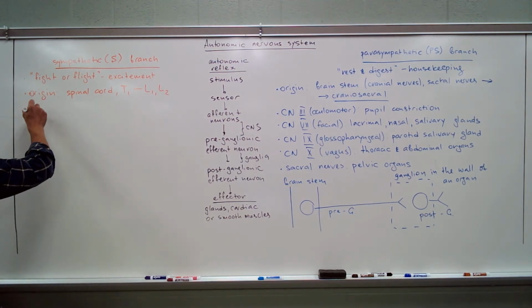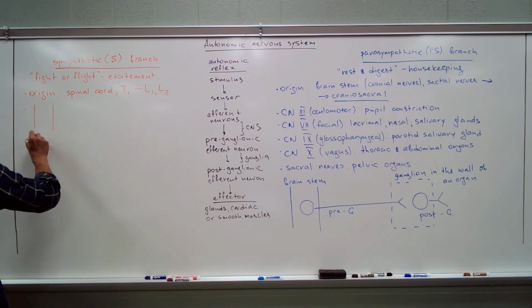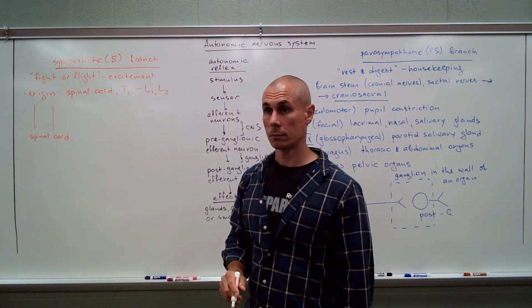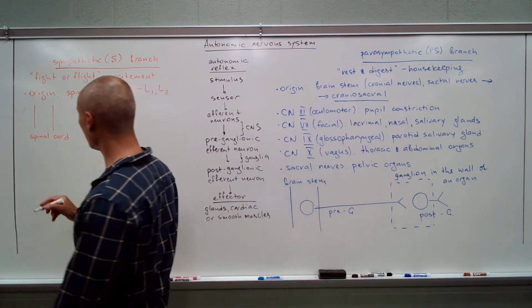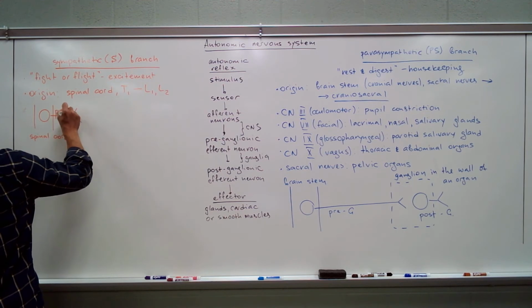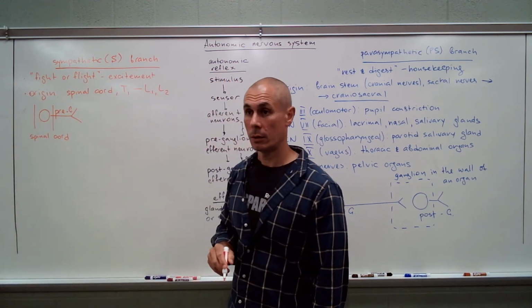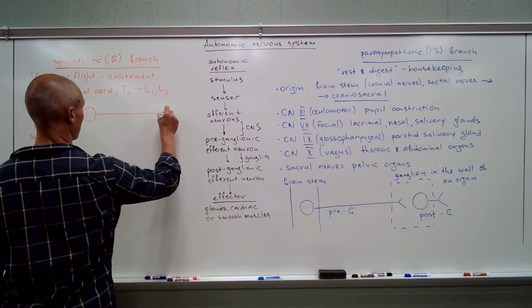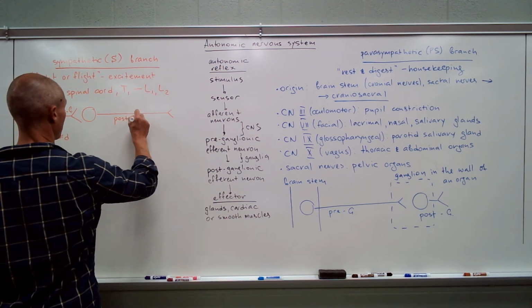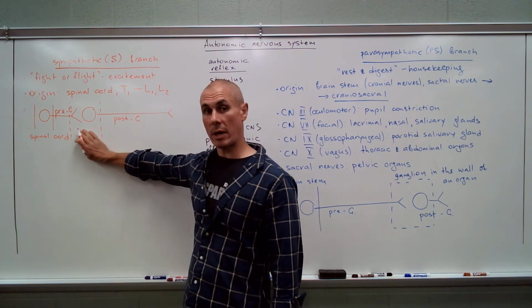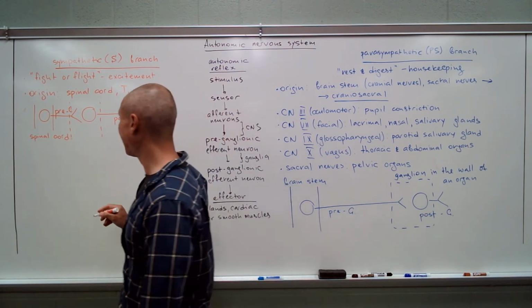So, you've got spinal cord. Okay? You've got a fairly short preganglionic neuron, which synapses with the really long postganglionic neuron, and this structure right here is called the sympathetic trunk.